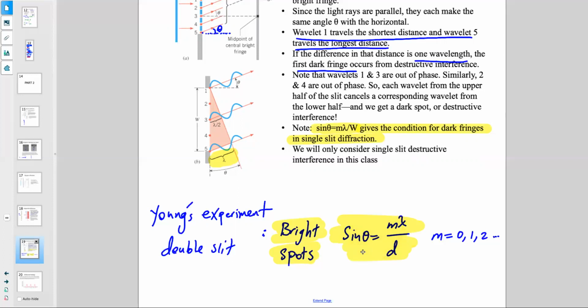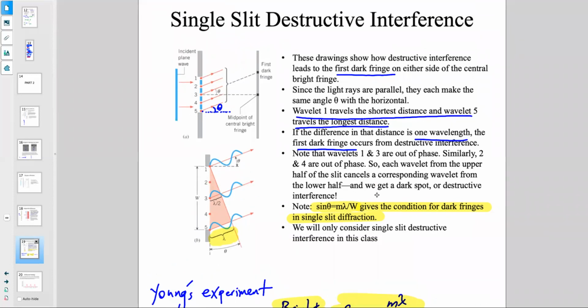But for the single slit, this is giving us the dark. So this is the single slit. Okay, so for the single slit, m lambda over w, and w is the distance of this doorway or the length of the slit. This will give us the first, or the dark fringes in the single slit diffraction.